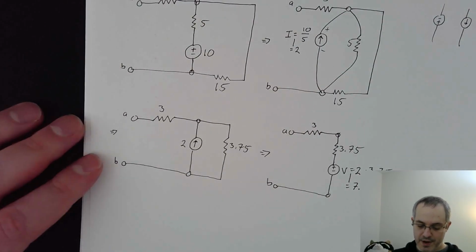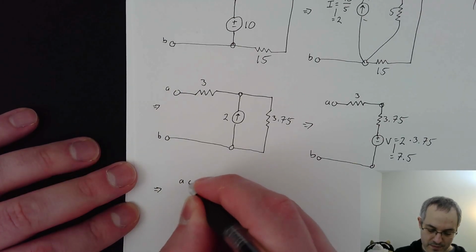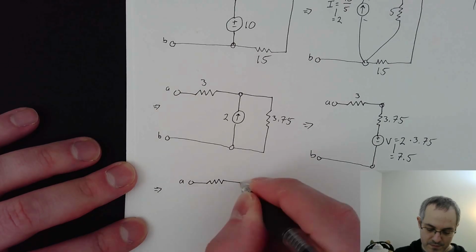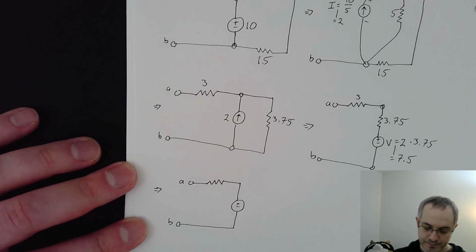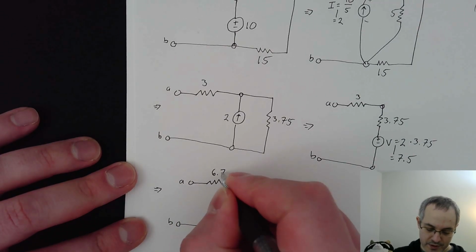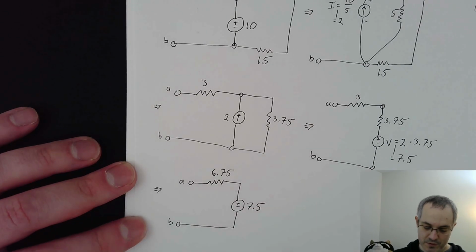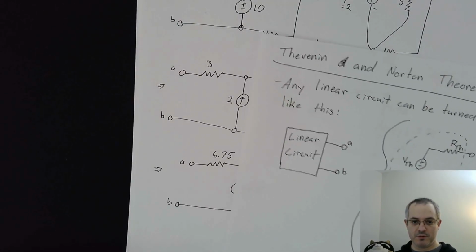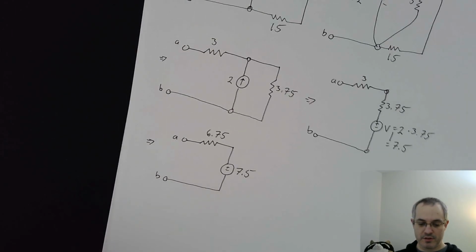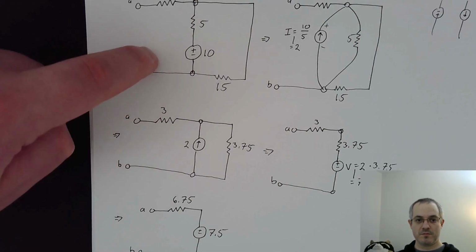7.5. There we go. And then these two guys are in series. I have A, B, 6.75, and this was the 7.5. So there you go. That's apparently the Thevenin equivalent. We have this, right? Voltage and resistor in series. So yeah, cool. That's the Thevenin equivalent resistant circuit for this thing.